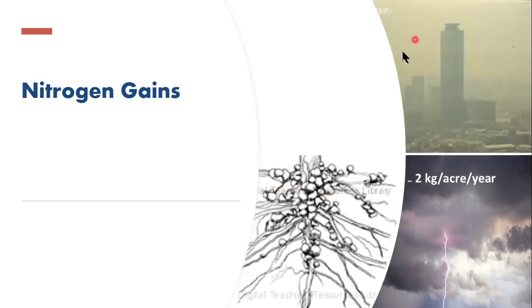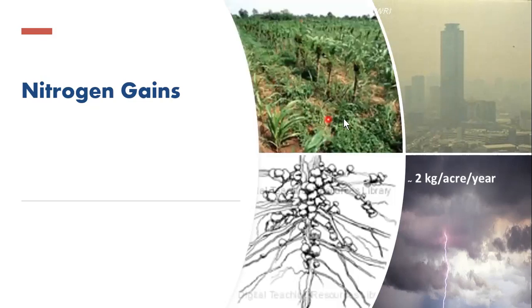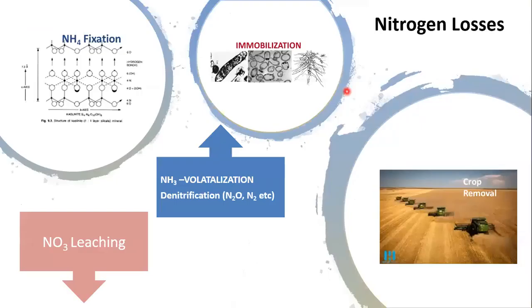The third one is the industrial fixation. We are producing urea, taking nitrogen from the atmosphere in the form of fertilizer. Then we have also the organic source, which is the crop residues, which also add nitrogen to the soil.